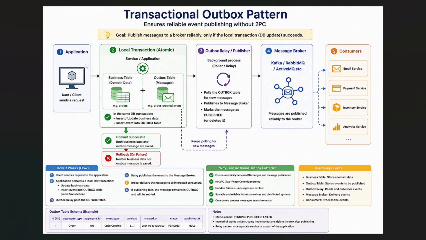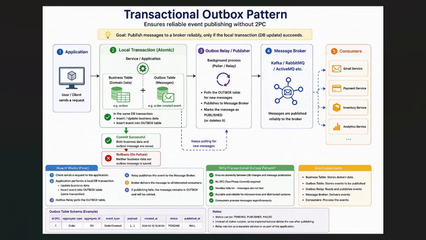So here we have the application. The application stores data in some business table, and we also want the data to be sent to various other services. This is the order service, right? So an order has been created, and this order service needs to inform the payment service. There should be some email sent to the customer, or the order created event should go to the inventory service and to the analytics as well.